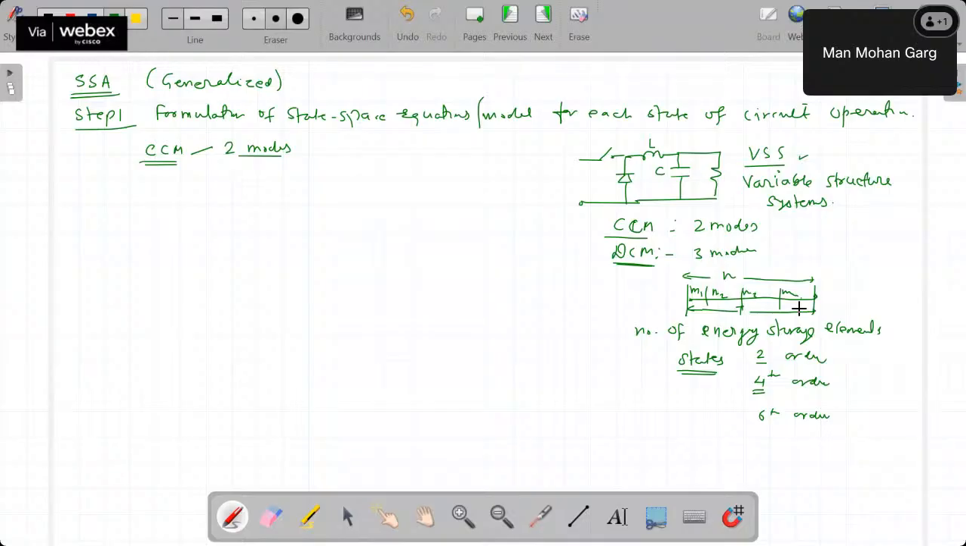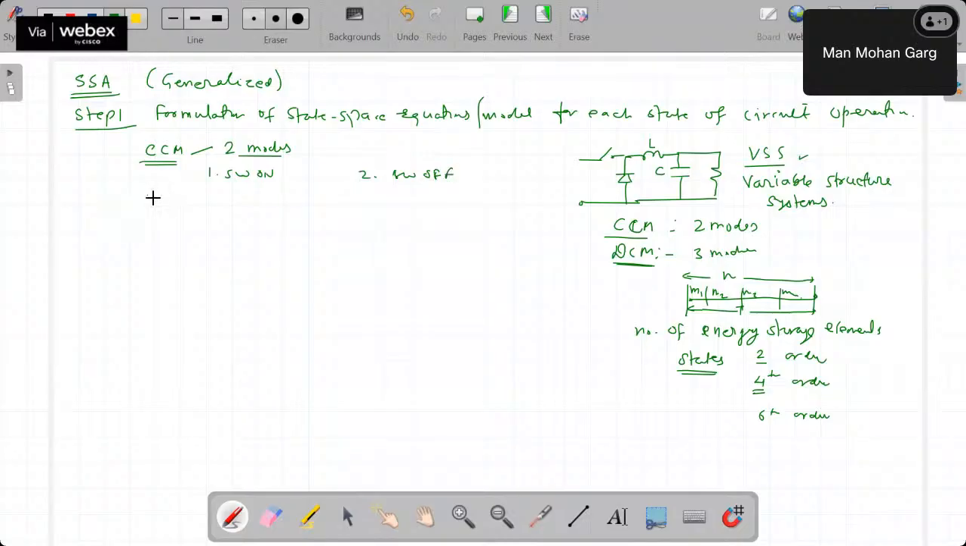let's say duty cycle is 0.6. So for 60 microseconds it will be on, and for 40 microseconds it will be off. Like that, 2 modes are there, we consider it. So one mode will be when the switch is on, another will be when the switch is off.